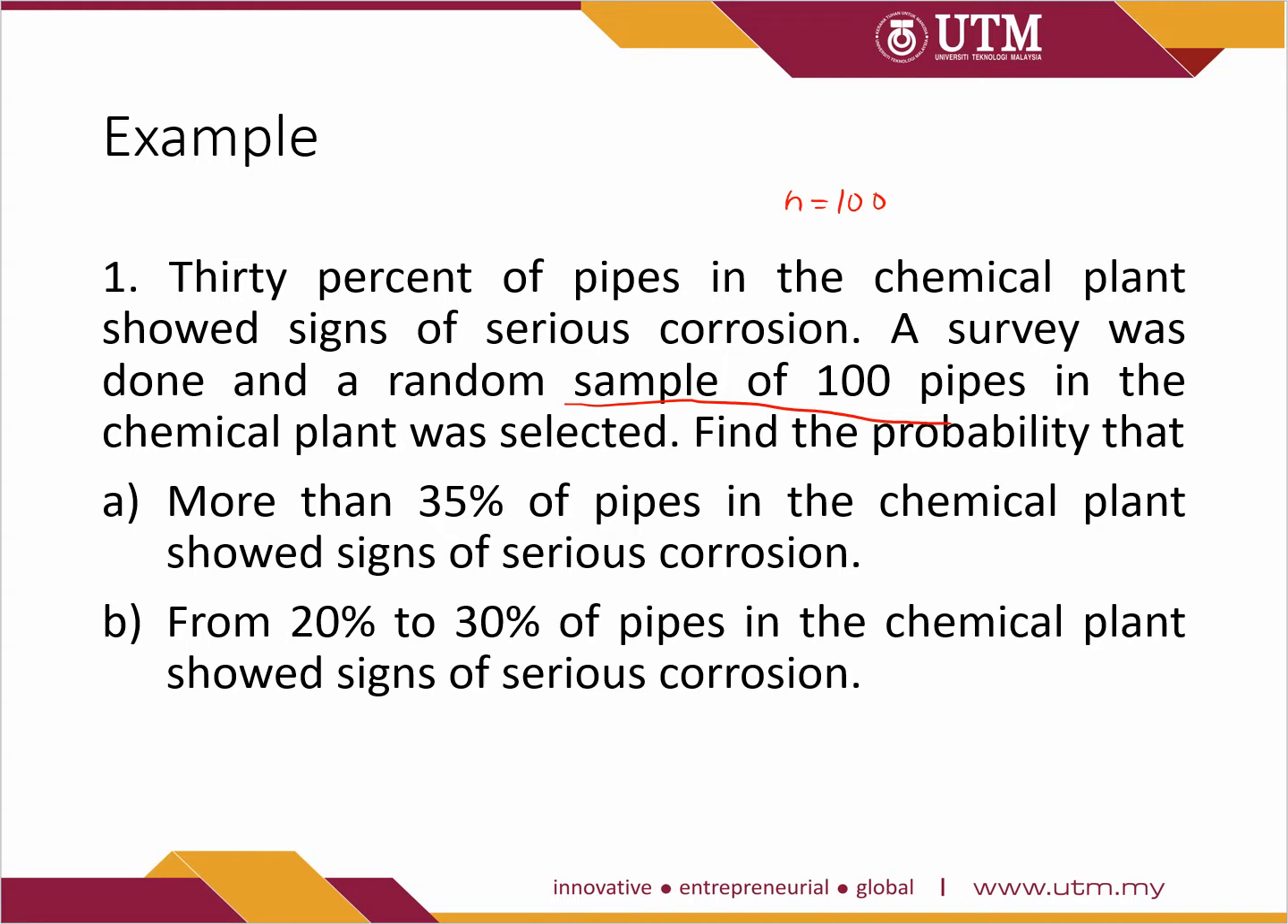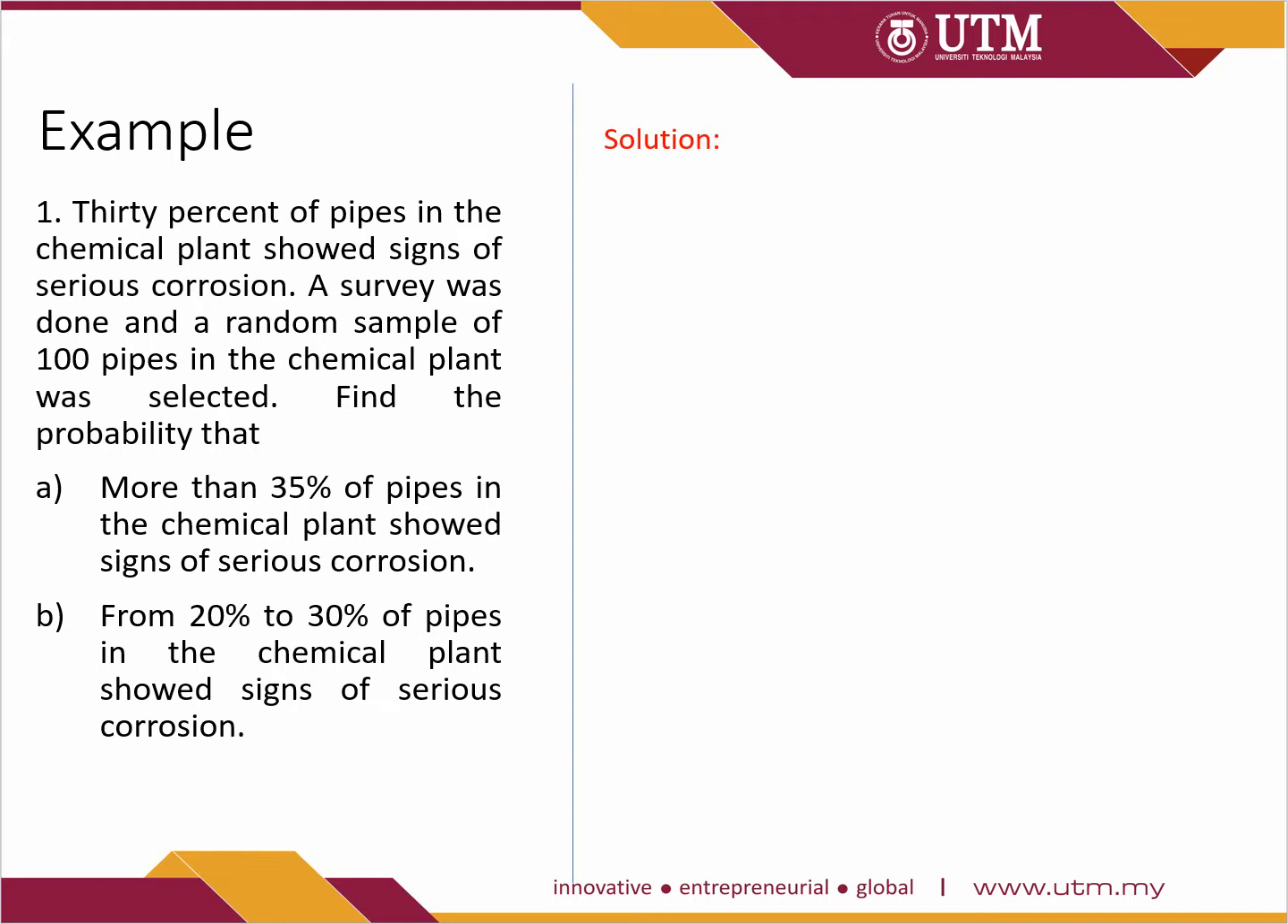Now, let's try to solve this. Here we have our P, where it represents the proportion of pipes in the chemical plant that showed serious corrosion.